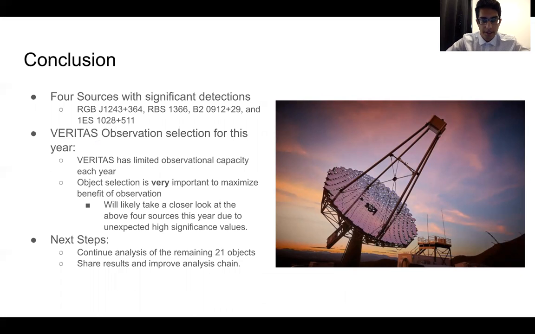And we will likely take a closer look at the above 4 sources here that I've mentioned with the significant detection due to unexpected high significance values, but we'll also likely look at the other sources that take a smaller amount of time to get to 3 or 5 sigma significance.